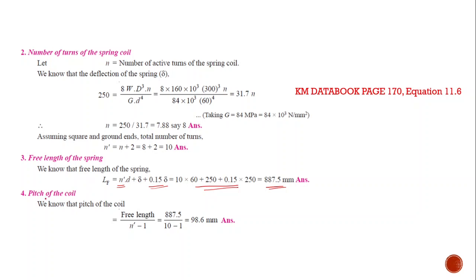Then finally, pitch of the coil. We know that pitch of the coil is equal to free length divided by n dash minus 1. This is the pitch of the coil. That's equal to 887.5 divided by 10 minus 1, that's equal to 98.6 mm.